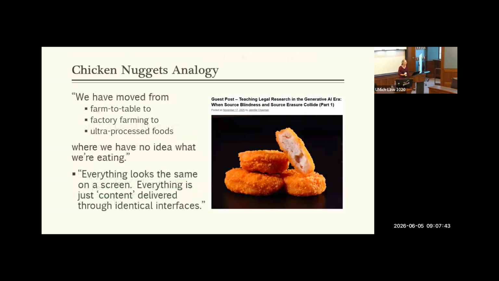My 2 favorite quotes are, we've moved from farm to table to factory farming to ultra-processed foods, where we have no idea what we're eating. Everything on the screen looks the same. Everything is just content delivered through identical interfaces. And that is the problem with online research.